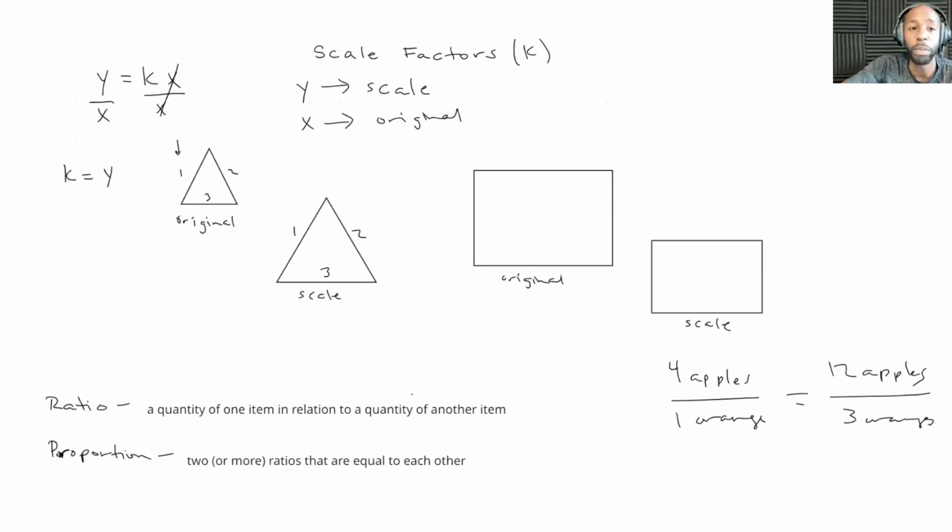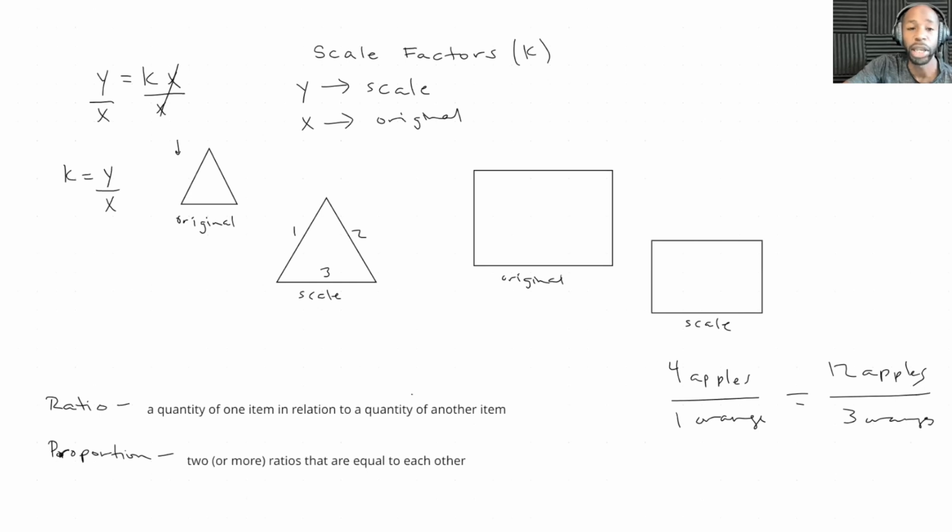So a scale measurement over the original measurement, it doesn't matter which sides you use as long as it's the corresponding side, 1 to 1, 2 to 2, 3 to 3. Each one of those should give you the same scale factor. So let's actually put some numbers in here.